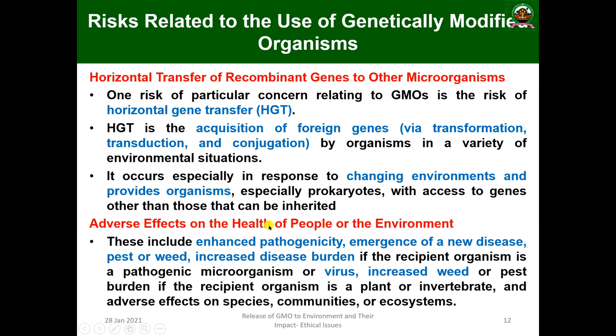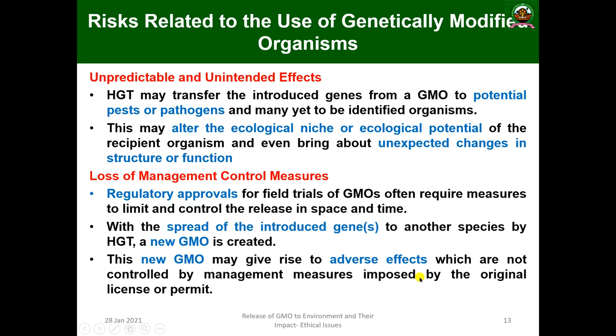The gene will contribute to enhancing the growth of weeds or other pest-like organisms. Similarly, it has a lot of adverse effects on the species, community, and ecosystem, totally diminishing the food chain and the food web. And the next potential risk is unpredictable and unintended effects.